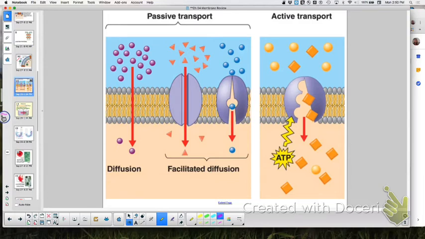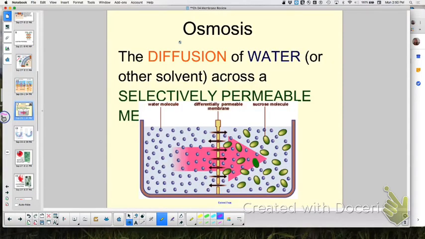So let's talk about going through the phospholipid bilayer with water, and what is that called? Osmosis. So remember, osmosis has 3 components. The diffusion, so that's going high to low concentration. Diffusion of a solvent, which is usually water. So it's diffusion of water across a semi-permeable membrane.